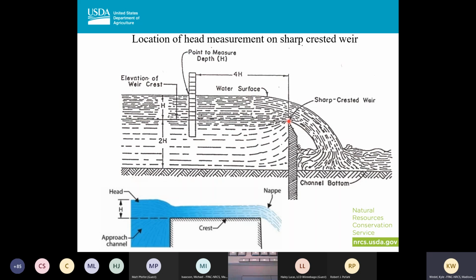Again, if this is my weir and I take my head elevation at this location and trace it straight left, notice that my head here is slightly different than it is here. So you want to measure your head far enough away that the weir is not having an impact on it. Typically that's 4H, but if you're in a pond situation, you go off where your normal water elevation is.